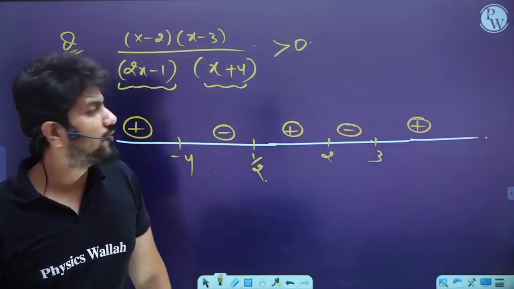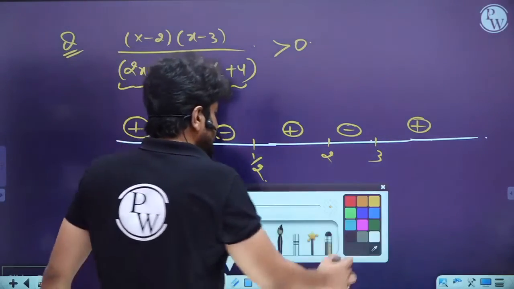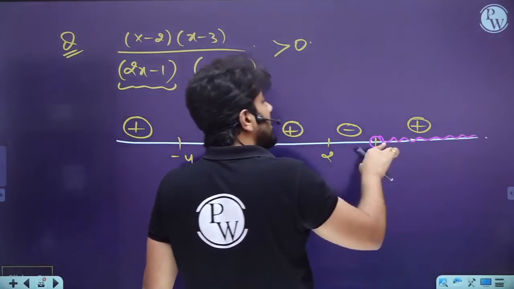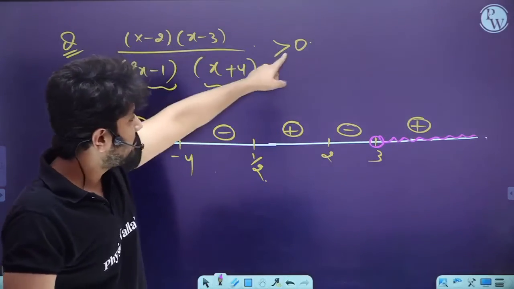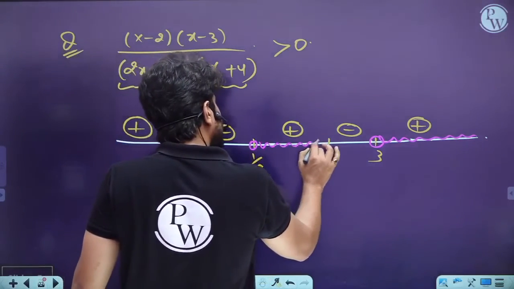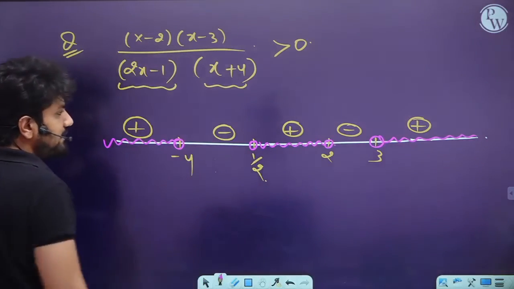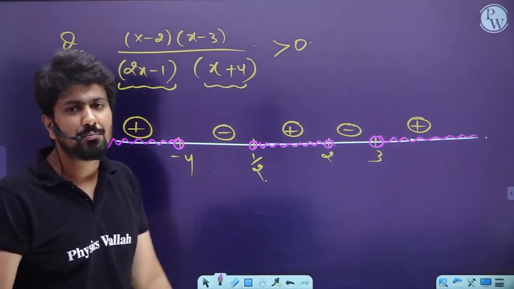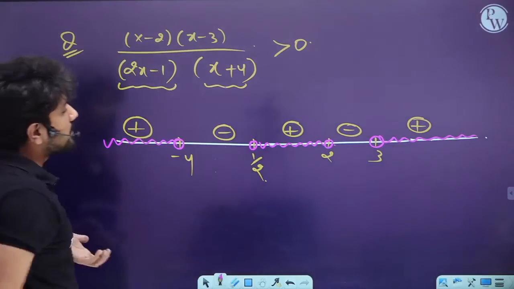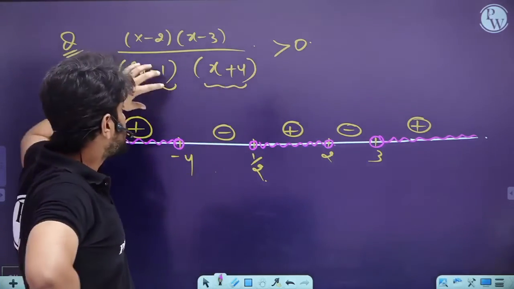Now, what are we looking for? We are looking for greater than 0. We are looking for the positive sign. So where do we have the positive sign? We have the positive sign to the right of 3, but we can't include 3 because we don't have equality here. Then we have a positive sign between these factors, and then we have a positive sign over here. We are not including any of the critical points, and of course you can't include 1 by 2 and minus 4. Even if there is equality, you can't include those.